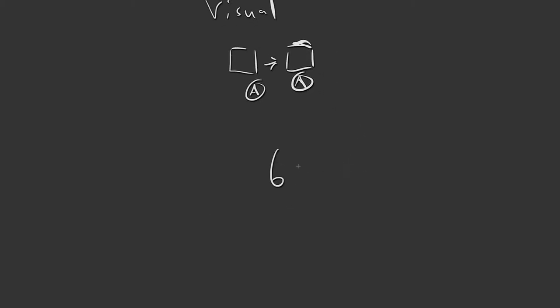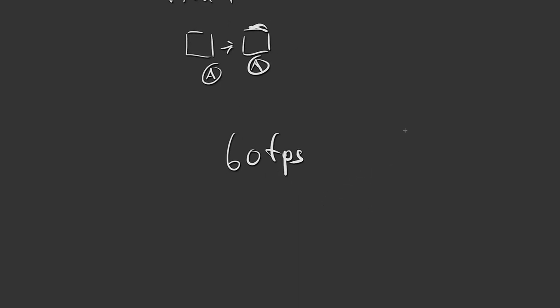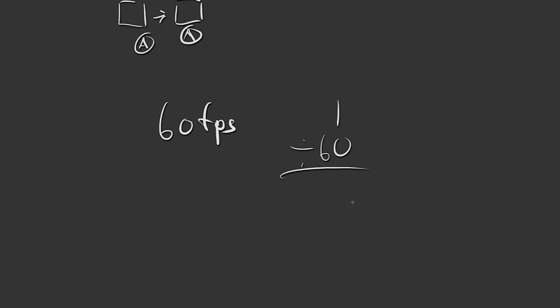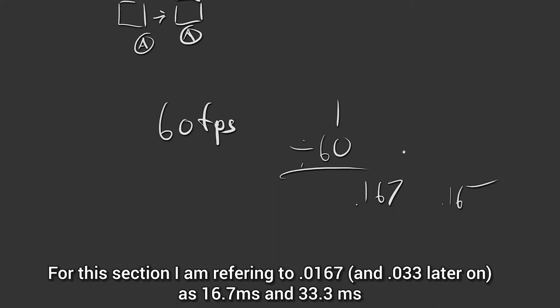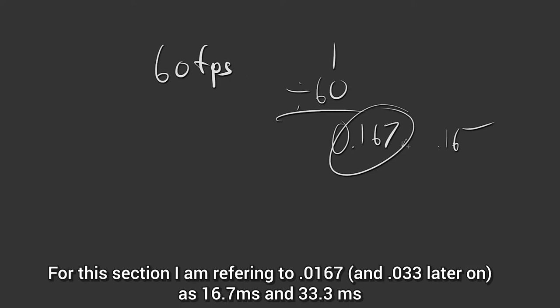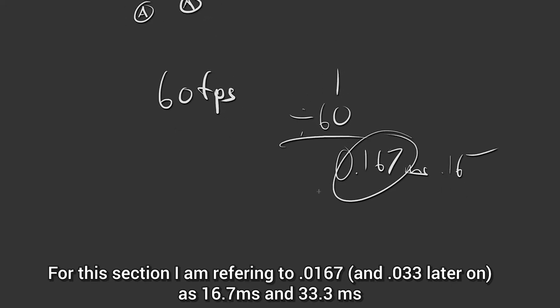So you have 60 FPS. This means there are going to be 60 frames per second. So we have one divided by 60. I'm screwing up on my drawing here, I apologize. Now 60 goes into one about, I think, 0.167, right? It's like 0.16 continuing, I believe, but 0.167 is what we're going to stick with because that is kind of manageable. This is the amount of milliseconds, I believe, hopefully that's right, between each frame. This means it's going to display 60 of these.